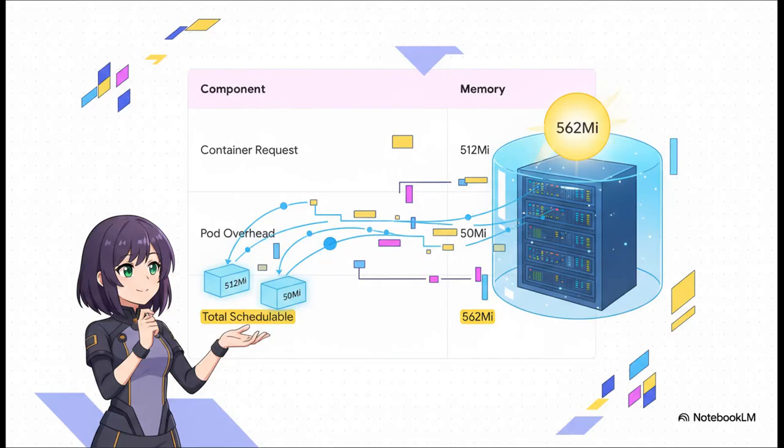Now, the math here is dead simple, but the impact is huge. The scheduler was only seeing the 512 megs requested by the app container. But by telling it about the 50 megabyte pod overhead, it now correctly calculates the real schedulable size as 562 megs. Finally, it's working with the right numbers.